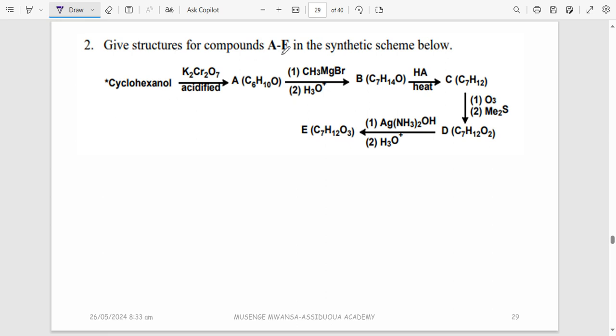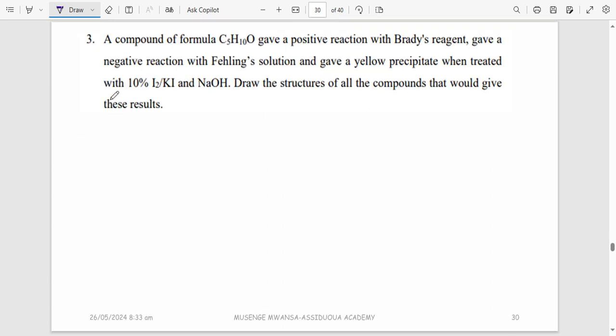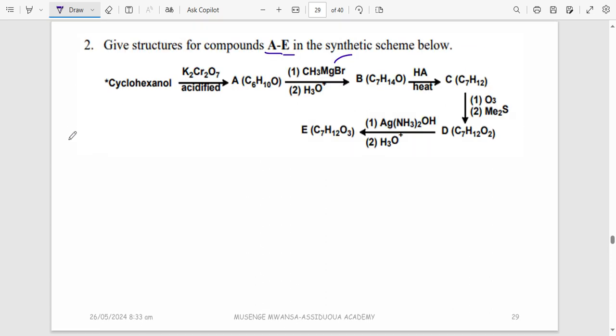Give the structure for compounds A up to E in the synthetic scheme. So we are starting with cyclohexanol. If you acidify it, look at what you are producing. Now you need to know what cyclohexanol is. Cyclohexanol is an alcohol. Cyclo means 6 carbons. So this alcohol like this. Now, what reagent is this? This is a dichromate, potassium dichromate. This is an oxidizing agent.